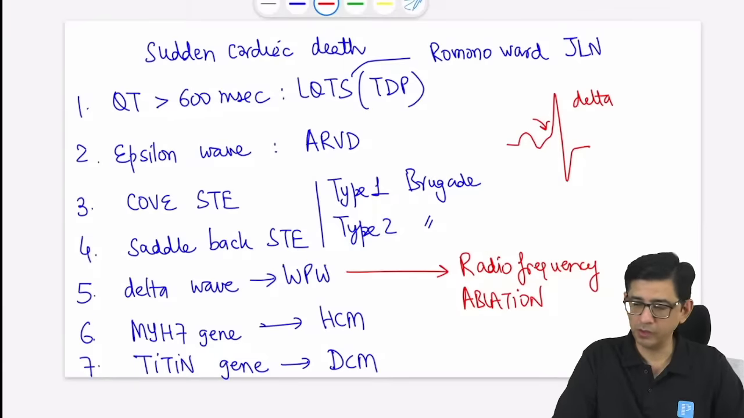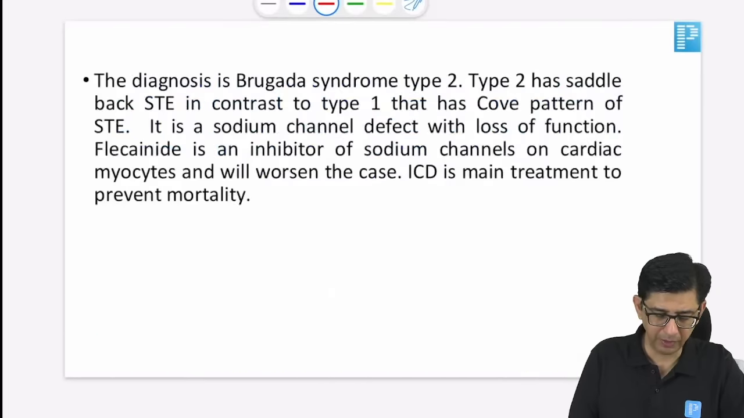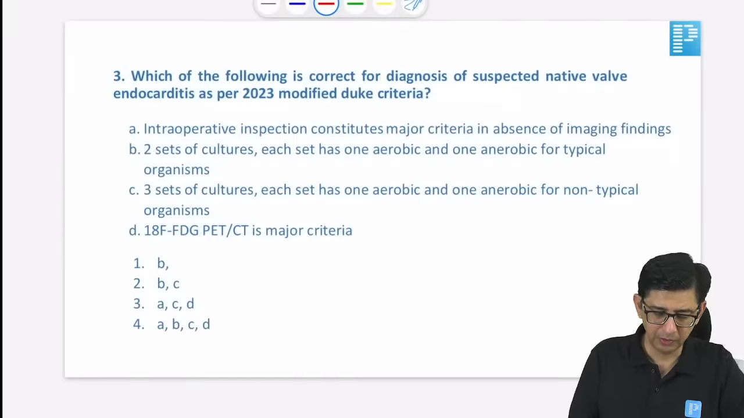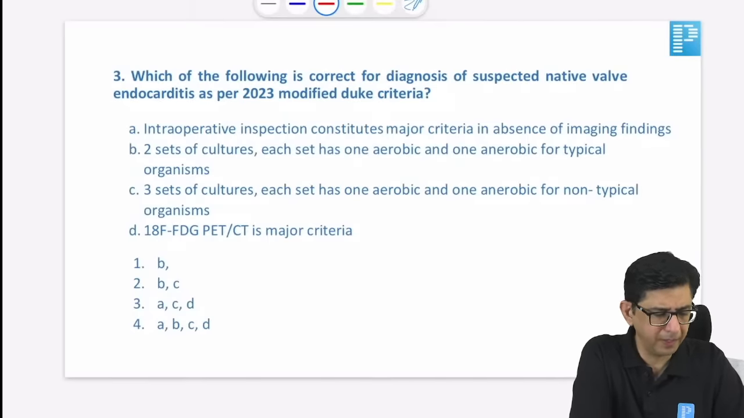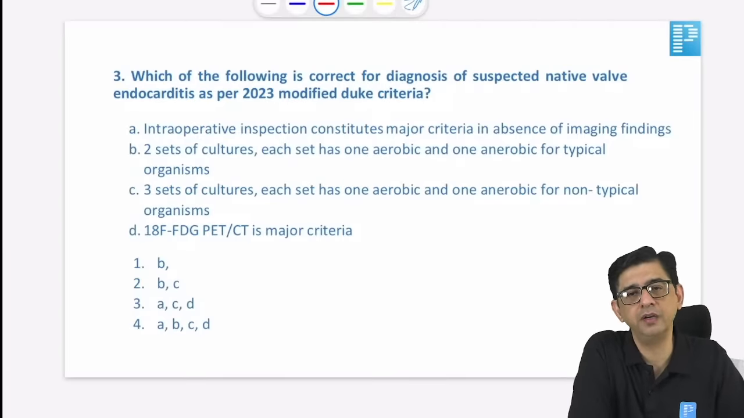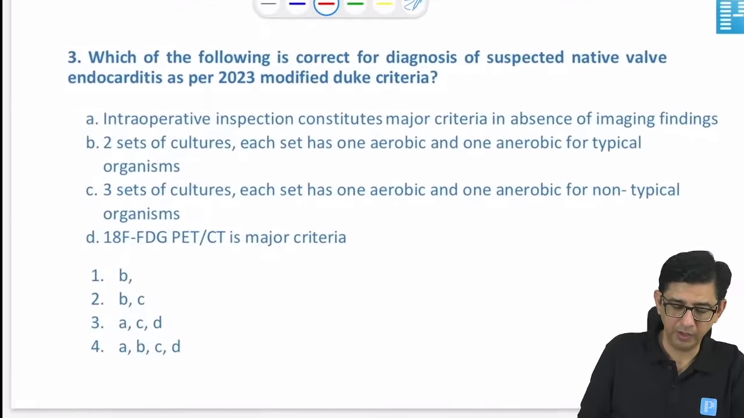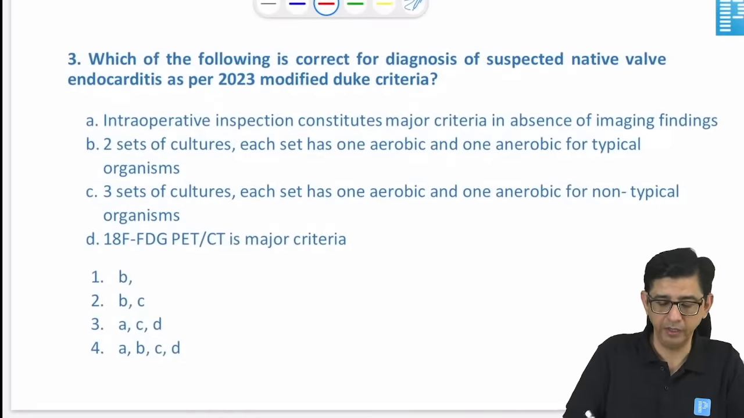So good inputs for the second one for today for most of the people, and let's now focus on the third one. For the next third one, which is a hot favorite of our examiners, they started this with INICET, then they put it up in the FMG exam also. So you need to basically just get the data right for endocarditis as per the updated guidelines.